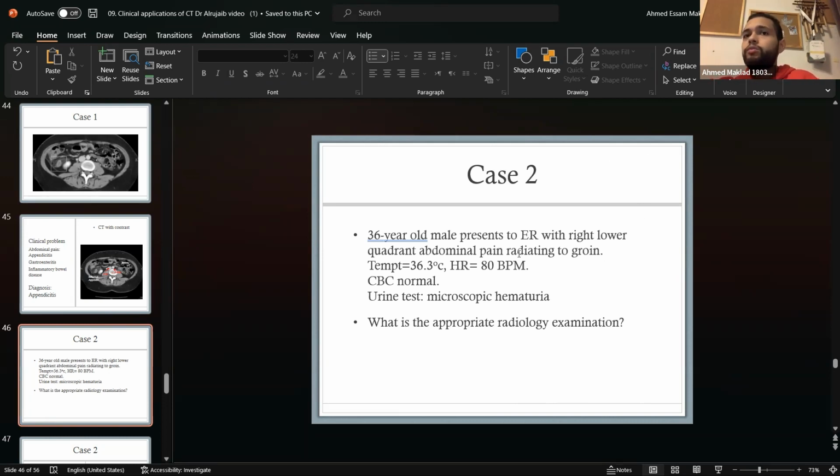What gave away that it's a stone is that it's radiating to the groin, all right? A stone has a presentation that we call loin to groin, all right? So there's going to be pain that starts in the loin or the side of the body, and then it radiates to the groin, okay?